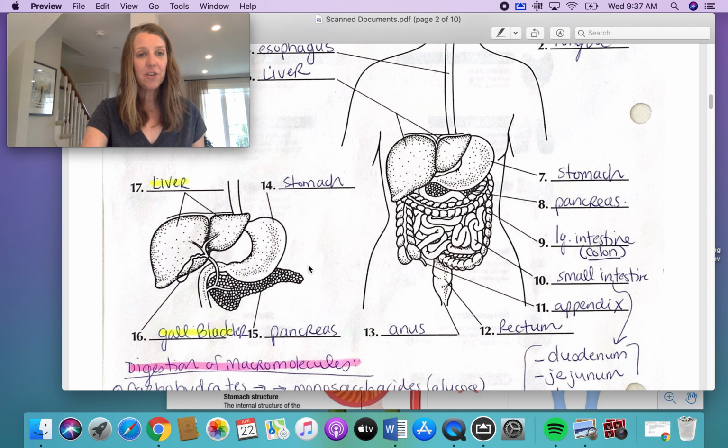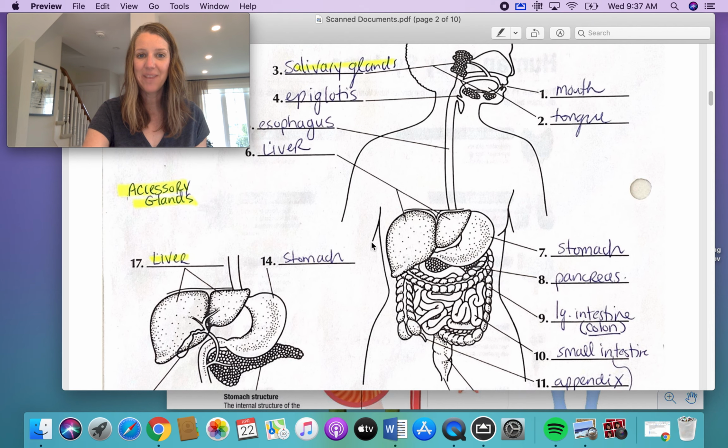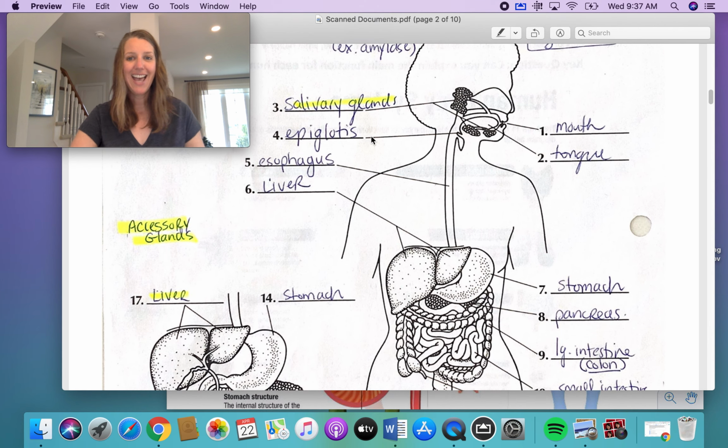The organs that your food actually does travel through are called the alimentary canal, okay? So your food goes down your esophagus to your stomach and then connects down to your small intestine. All right, so you've got an epiglottis at the back of your throat. This is that organ or part of tissue that actually prevents food and water from traveling to your lungs, okay?